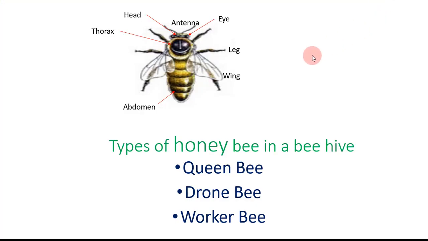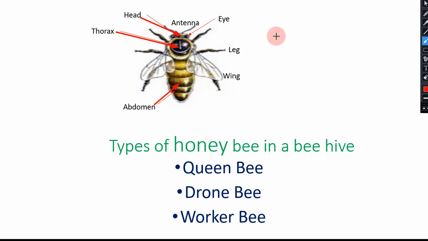This is the diagram of honeybee, and the body of the honeybee is divided into 3 parts: head, thorax, and abdomen. Look here. This is the head. I can point out from the pointer. You can see all these are the head, and this all is the thorax, and this whole part is the abdomen.